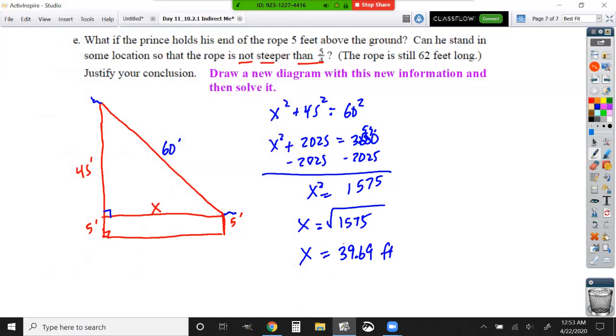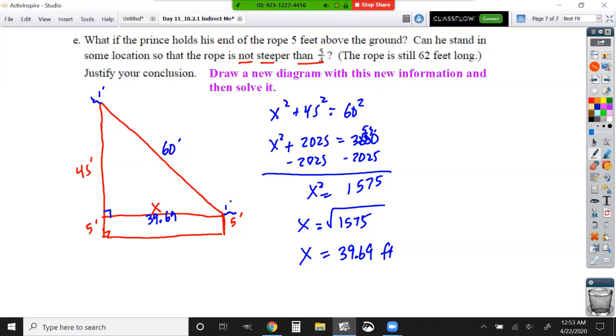39.69 feet. If he is standing at 39.69 feet, that's the farthest back he can go with a 60-foot rope. If he goes closer, he uses less rope. That's all he has is 62 feet with the extra end pieces, right? The 1 and the 1. So the farthest back he can go is 39.69.